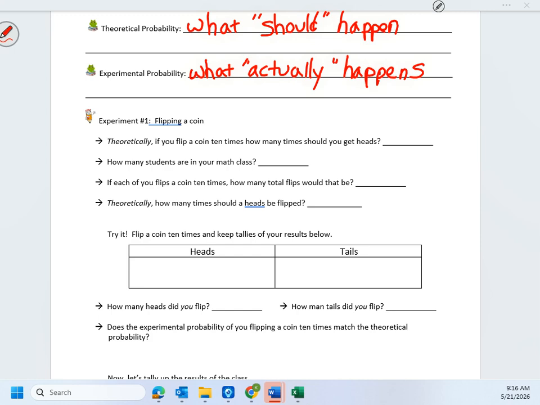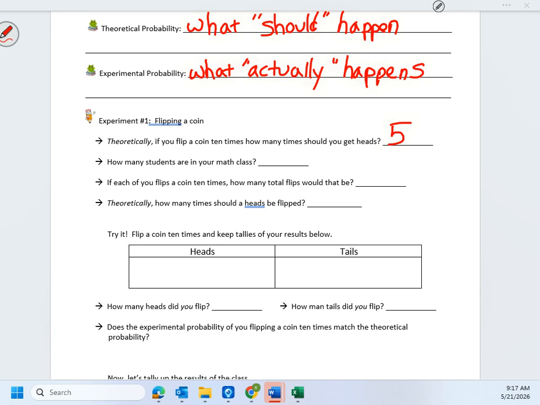Theoretically, if you flip a coin 10 times, how many times do you think you would get heads? Rhoda? 5. Yeah. Theoretically, you should get heads 5 of those times and tails 5 of those times. Right? So it should be half and half, 1 out of 2, right? 5 times getting heads, 5 times getting tails.